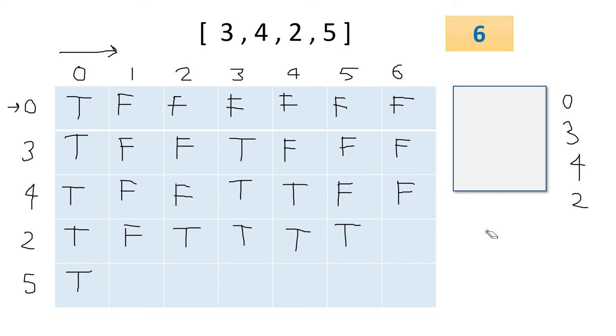Now we have to check the same thing for 6 also. For 6 the above cell is false. Then 6 minus 2 is 4. So if we go to cell 4, it is true. Then it is also true. That means 4 and 2 together can form 6 and we are good to go also.